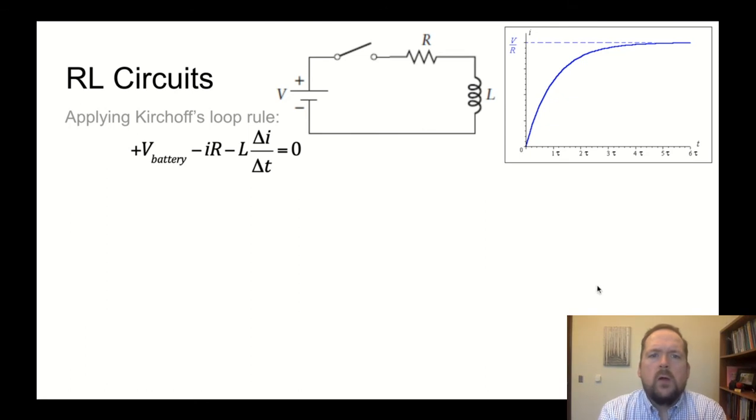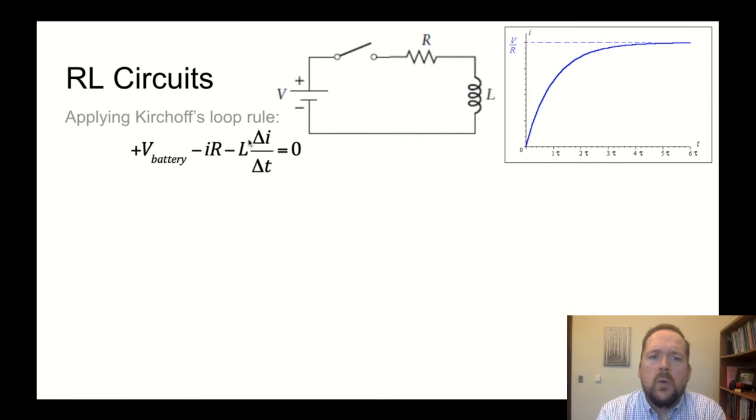So if we apply Kirchhoff's loop rule to this circuit, if I start here, I increase by the voltage of the battery, and then I decrease by the voltage across the resistor, which is Ohm's law, just the current through the resistor times the resistance. And then minus the voltage drop across this inductor. Well, the voltage drop across this inductor is the same as the EMF across an inductor or a solenoid. So I can write that as the inductance times the change in current with respect to time equals 0.